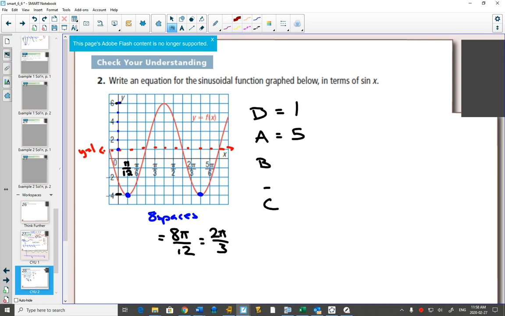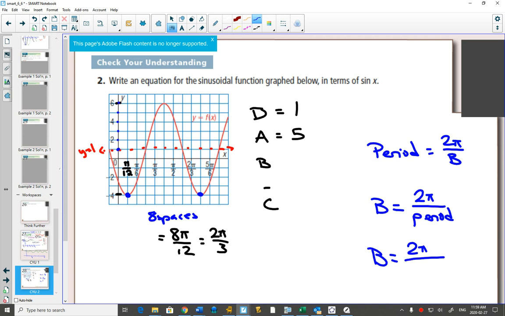Now, our B value isn't our period. We have formulas. We have the formula that says our period is 2 pi divided by our B value, and we also have a formula that says our B value is 2 pi divided by our period. Usually you'd use that second formula because you want to find your B value. If I want to find my B value, I would have 2 pi divided by my period, which is 2 pi divided by 3. How do you divide by a fraction? Multiply by the reciprocal. The 2 pi's nicely cancel out, and you get your B value is equal to 3.